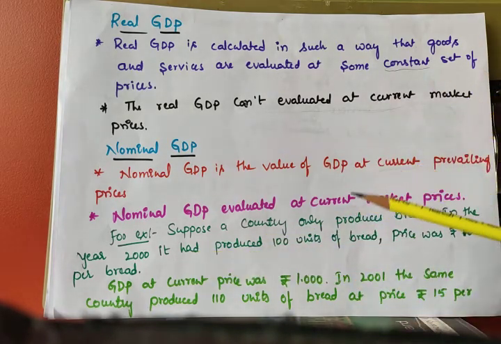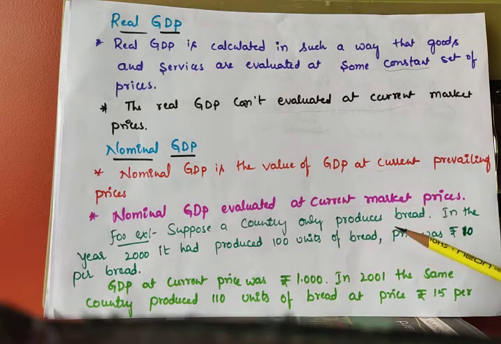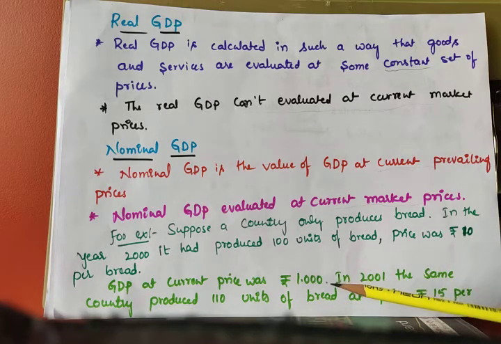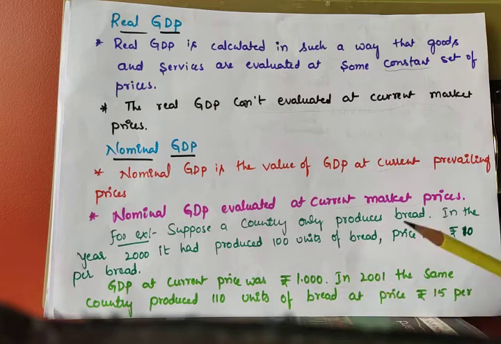In the year 2000, the country produced 100 units of bread. The price was rupees 10, so the total is 1000. That means GDP at current price was 1000. Are you clear? In 2001, the same country produced 110 units of bread at price rupees 15. So what is the meaning of that?